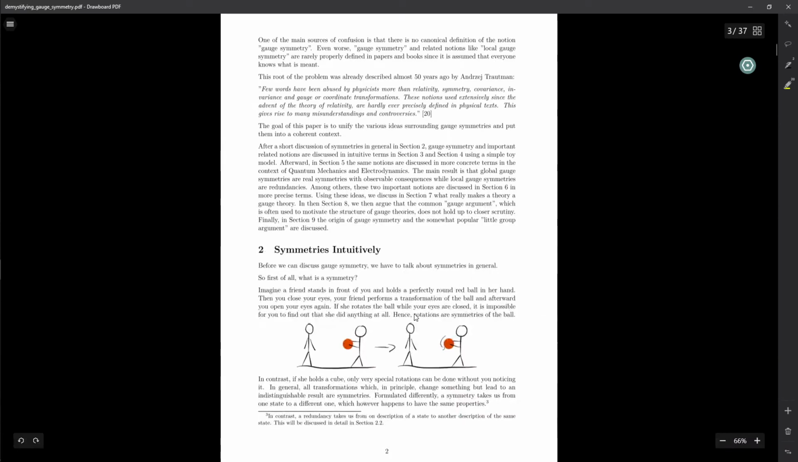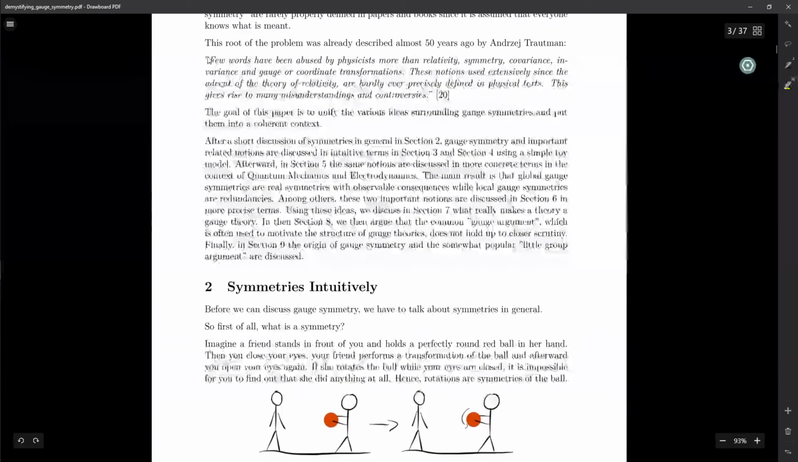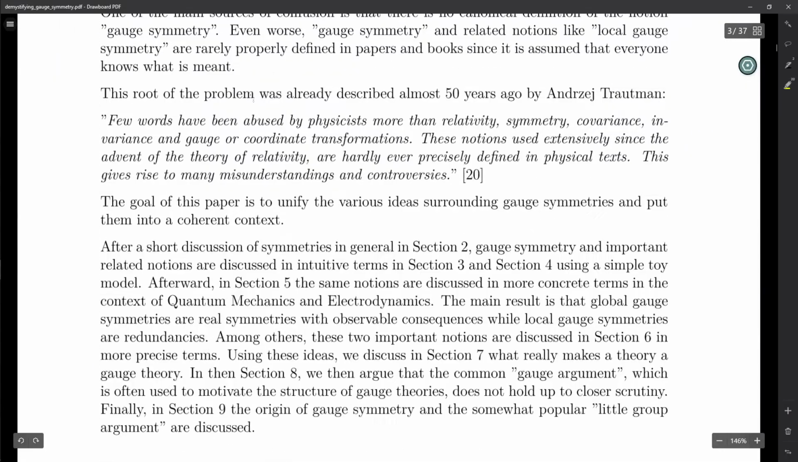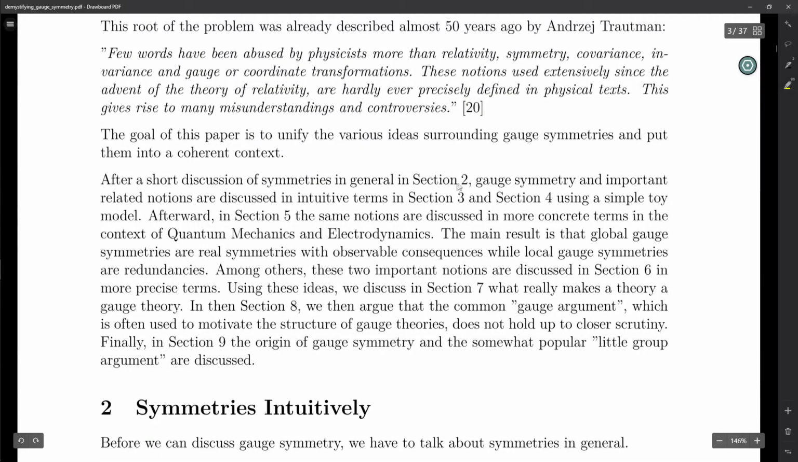So as usual, as any physics talk should begin, with a very honest throat clearing. This is a word that has been abused: coordinate transformation, or the word gauge, or the word invariance or covariance, and it has been used out of context, and that is why we're having to go through sections 2 to 4, where the author walks us through definitions of these words, and then he goes for the more technical arguments.